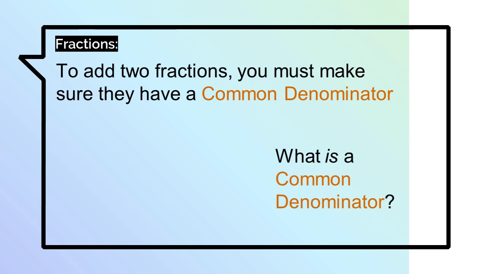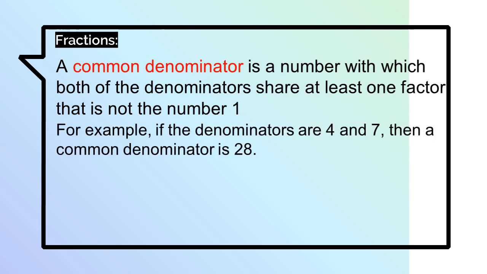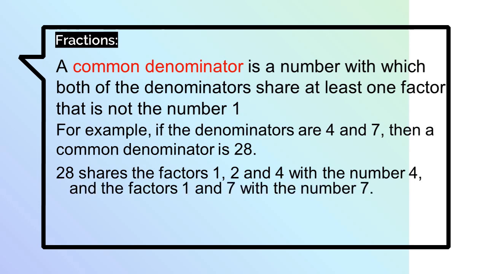But what is a common denominator? A common denominator is a number with which both of the denominators share at least one factor that is not the number 1. For example, if the denominators are 4 and 7, then a common denominator is 28. 28 shares the factors 1, 2, and 4 with the number 4, and the factors 1 and 7 with the number 7.